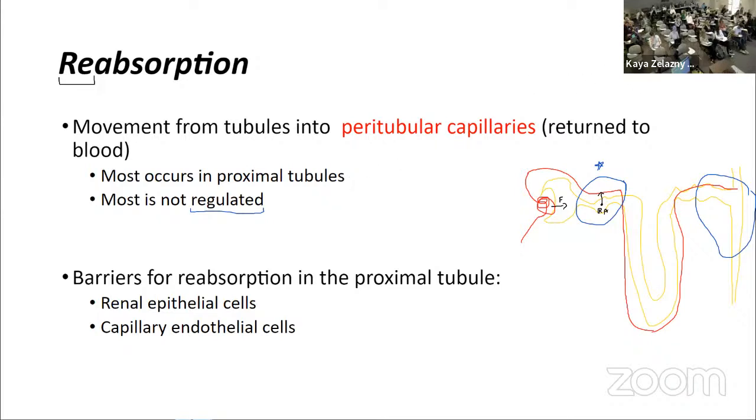Our barriers for reabsorption overall in the proximal tubule are our renal epithelial cells and our capillary endothelial cells, which we'll take a look at in a picture. All that's saying is that you have a cell here, the renal epithelial cell, the lining of the tubule, and you have the lining of the capillary. So we have to get across these two cell layers in order to get back into the plasma.